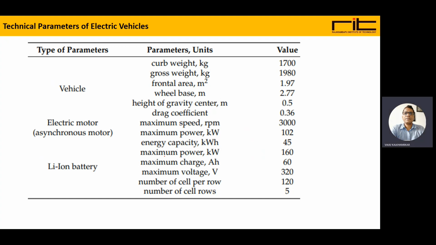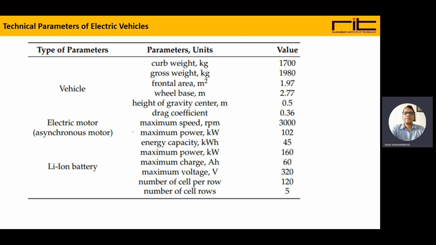The vehicle parameters can be the weight of the vehicle, the curb weight of the vehicle, then the gross weight of the vehicle. What is the front area? That is one parameter, the frontal area. Wheel base in meters. So these are the units. Height of center of gravity in meters. Drag coefficient. So these are the vehicle parameters.